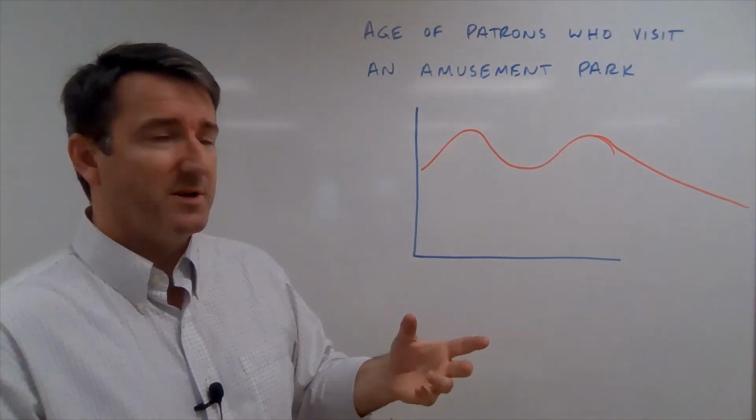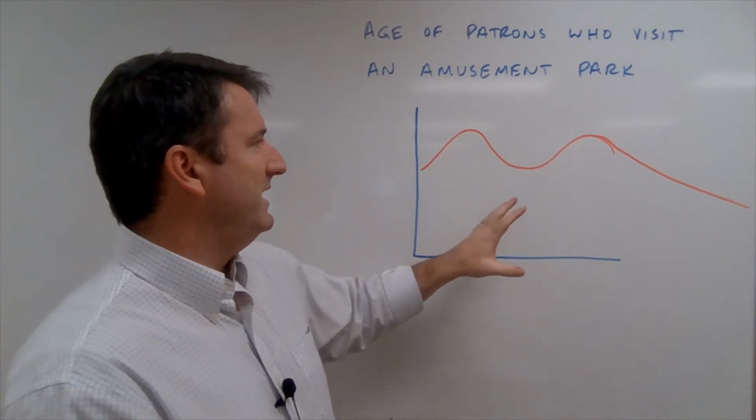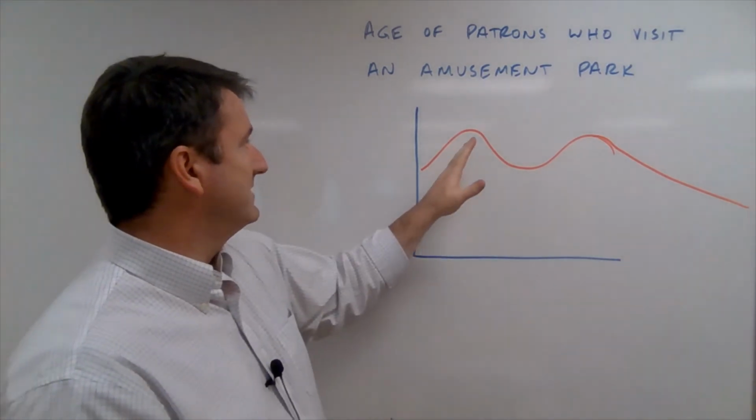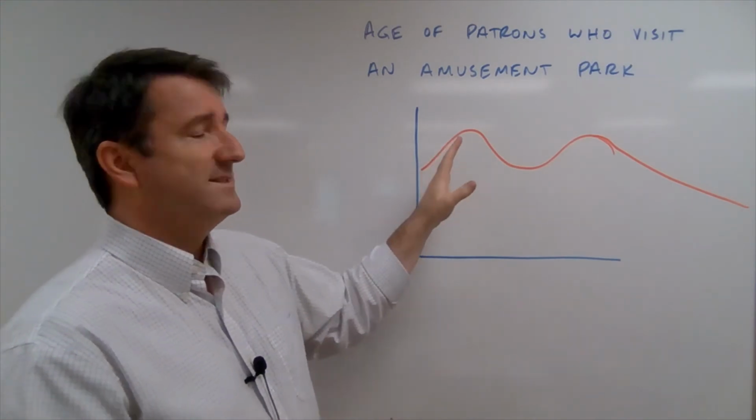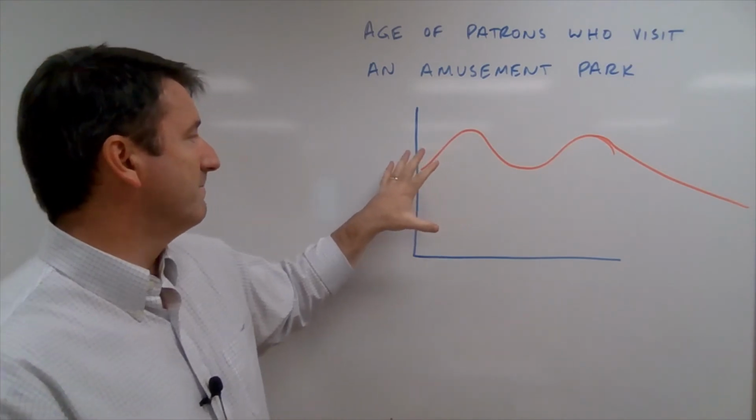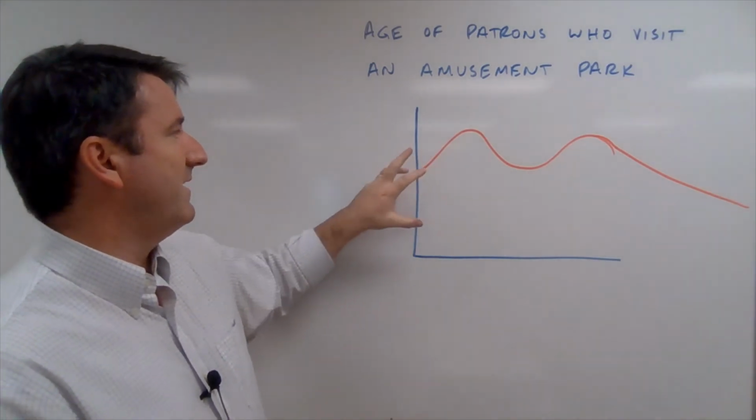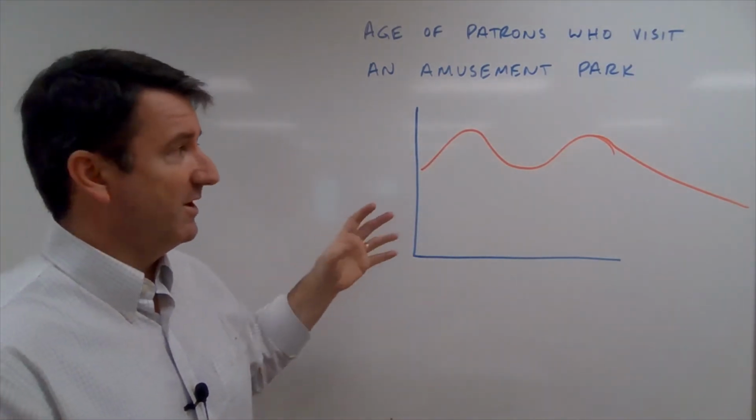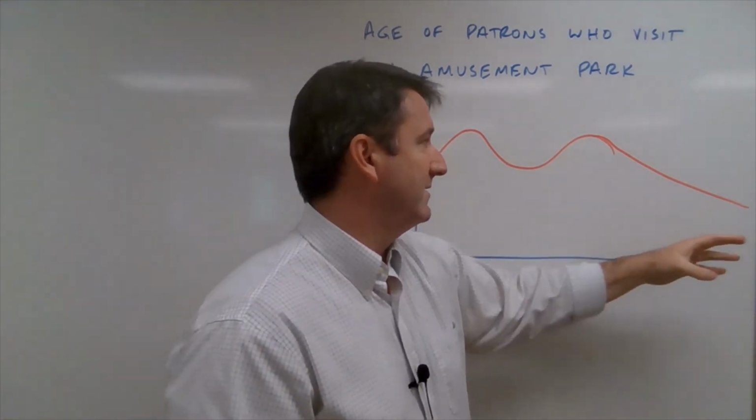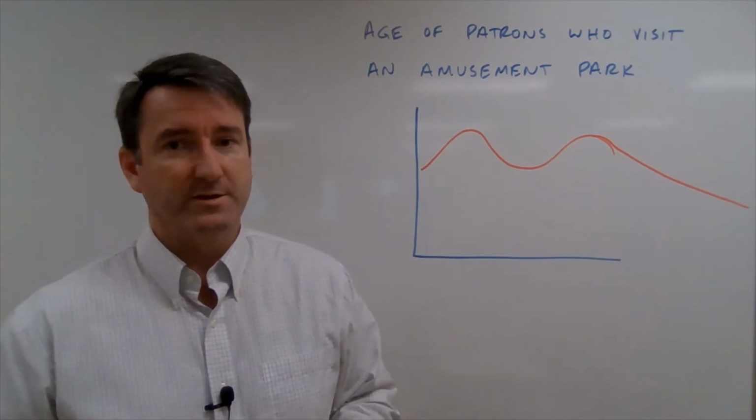As for the symmetry, we would expect it to be skewed to the right. And the reason for that is that since we're expecting to see a lot of young kids, there's no way for the values to be spread out to the left. The only place for values to be spread out would be to the right with the older patrons.